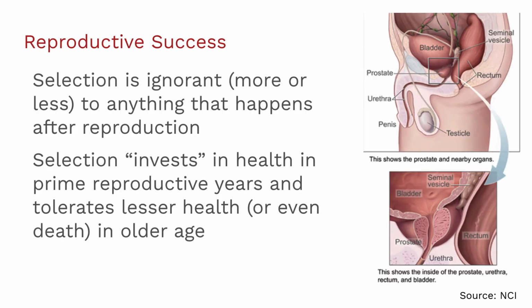An important corollary to this idea that reproductive success is all that matters, not necessarily health, is that selection is going to be ignorant, more or less, to anything that happens after your reproductive years. So selection can sometimes tend to invest in health in the prime reproductive years at the expense of poor health or even death in older age. And here I'm committing a little bit of a cardinal sin and personifying natural selection. Obviously, it's not actually a thinking force, but it's a convenient way to think about it, and it's hard not to do it.